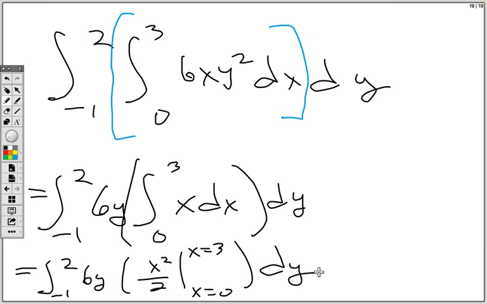You plug in the x equals 3, you get 9/2. Subtract off what you get when you plug in x equals 0, which is 0. So you get -1 to 2, 6y times 9/2 dy. And now you've got yourself an integral in terms of just y. So now you're back to Calc 1 or AP Calc. You can multiply the 6/2 and the 9. Excuse me. Yeah. So 3 times 27. So you take that 27 out front.